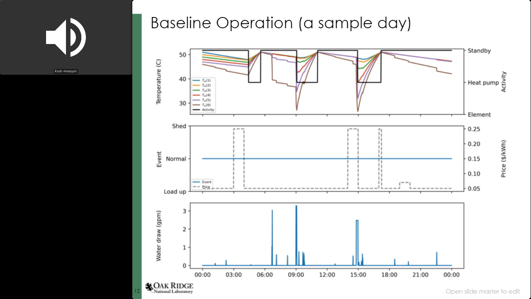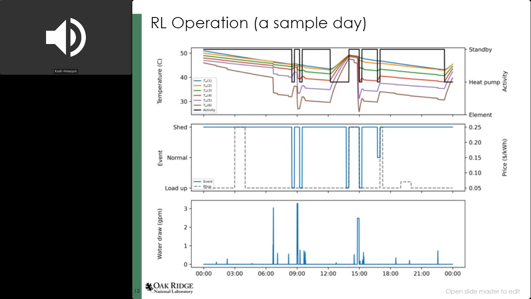And in the following plots, I'm going to show the water heater operation of the baseline, RL, and MPC. For example, in this figure, the top plot shows the temperatures of the nodes and the activity of the water heater. And in the middle, we have the time of use pricing and the commands sent by the agent. Because this is a baseline operation, we are not sending any command. This is always under normal operation. And in the bottom plot, we have water draws, and we follow the same water draw profile for MPC and RL.